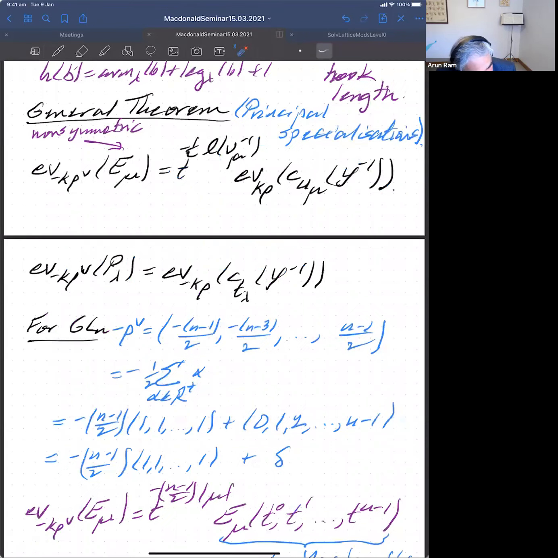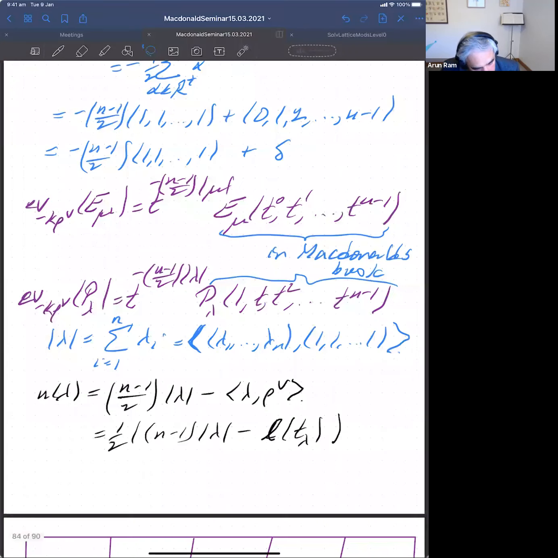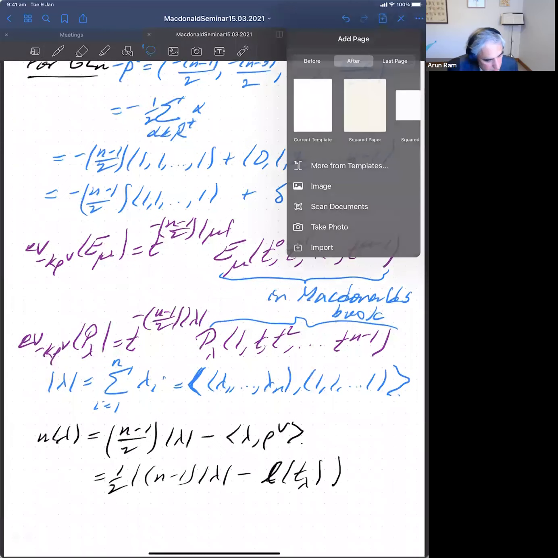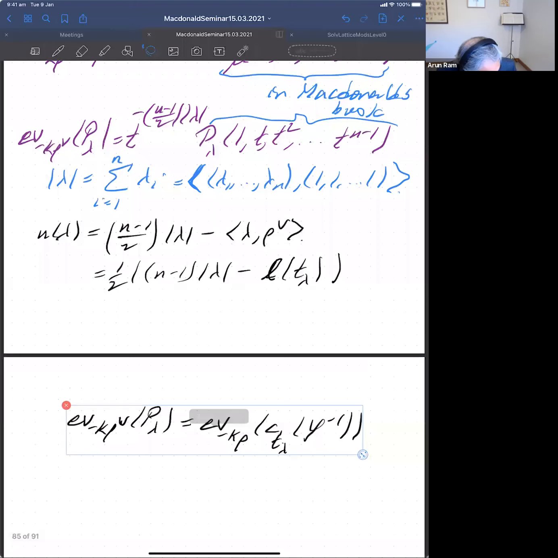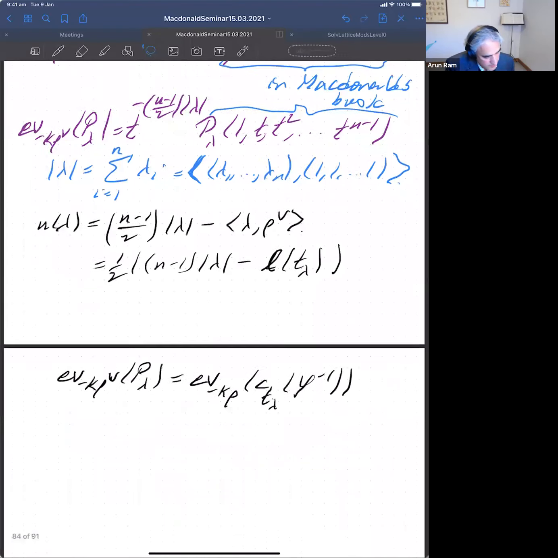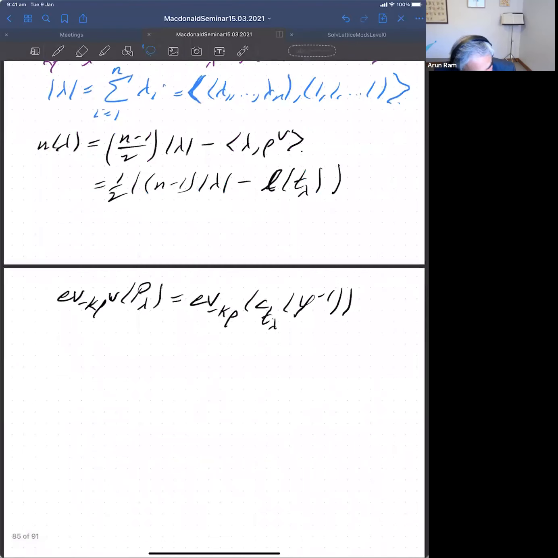So I want to try to understand this formula. I want to continue to explain this formula. Let's put it here for reference. Okay, so in order to do that, it turns out I need to talk about the roots.